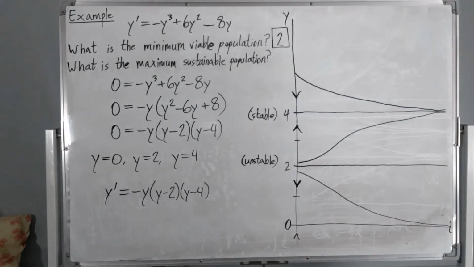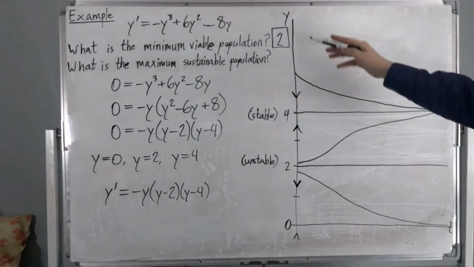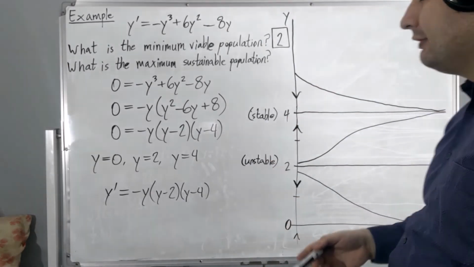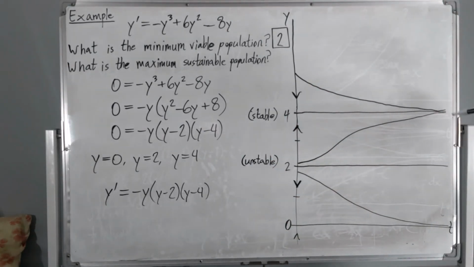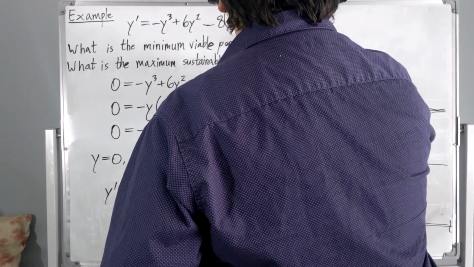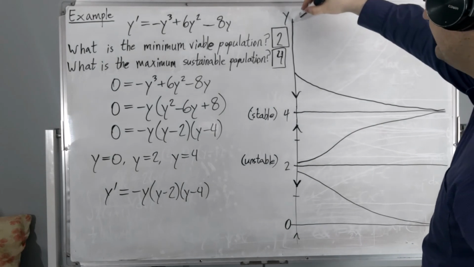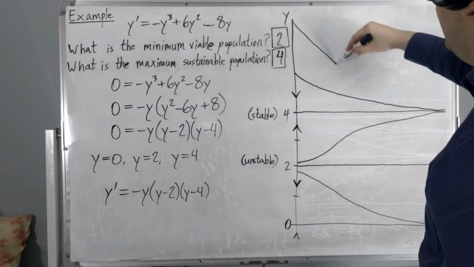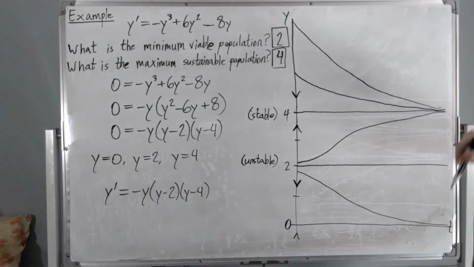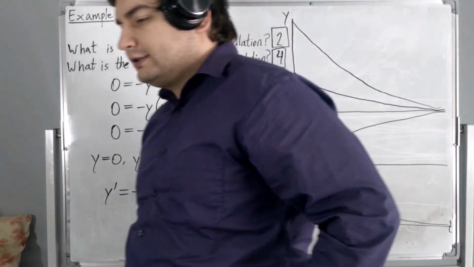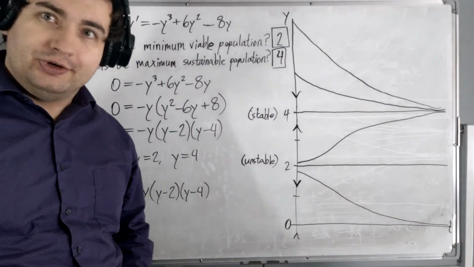The maximum sustainable population, well, that would be like the limit as t approaches infinity. In our case, that would be 4, because if you take a different maximum, well, that's eventually going to decrease down to 4. Okay? And so that is the idea behind sketching solution curves of autonomous ODEs.